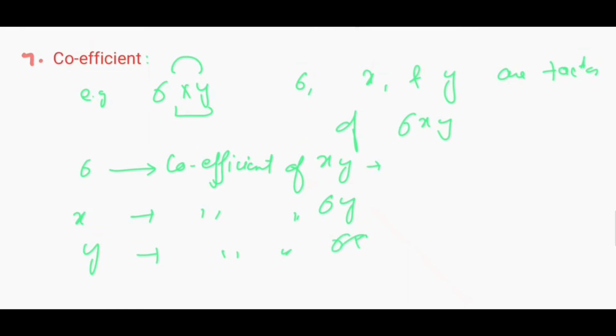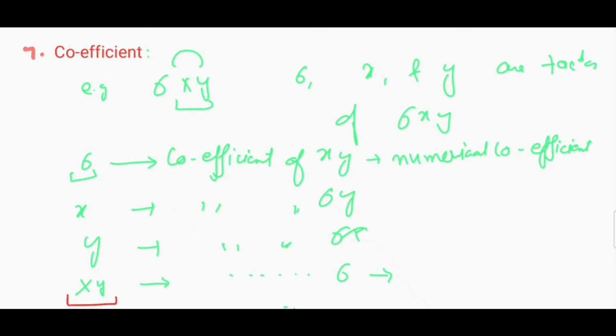And y is the coefficient of 6x. Suppose a factor is a numerical quantity, that is, a constant. It is called a numerical coefficient. For example, here 6 is the numerical coefficient of xy. This is the numerical coefficient. This xy is also a coefficient of 6 and it contains only the variables x and y. So we can say this xy is a literal coefficient of 6.